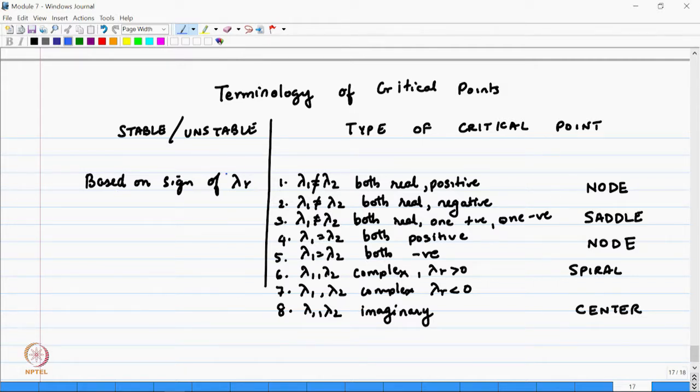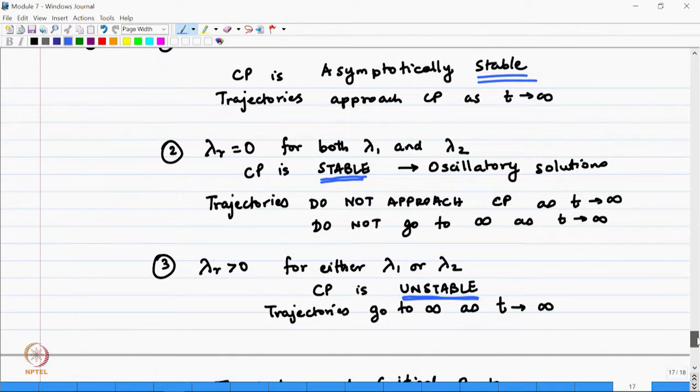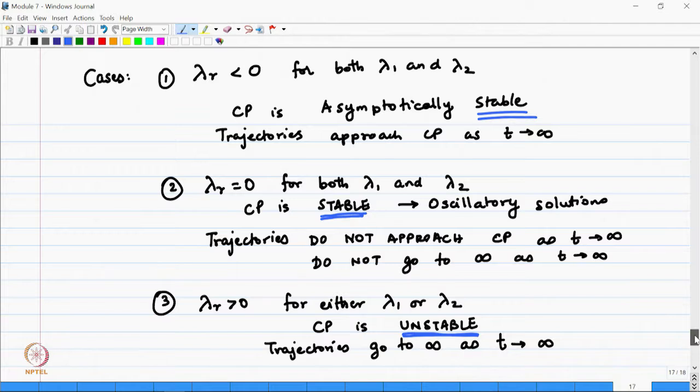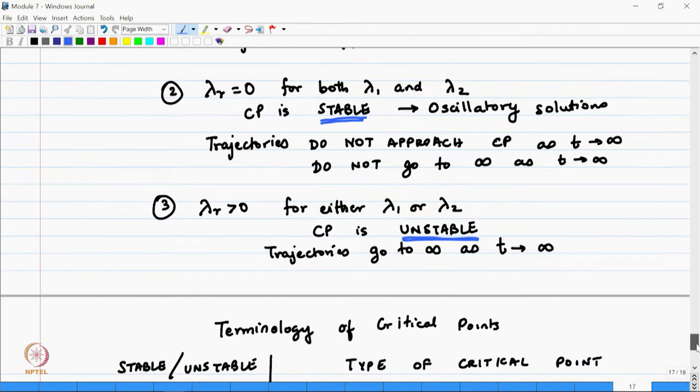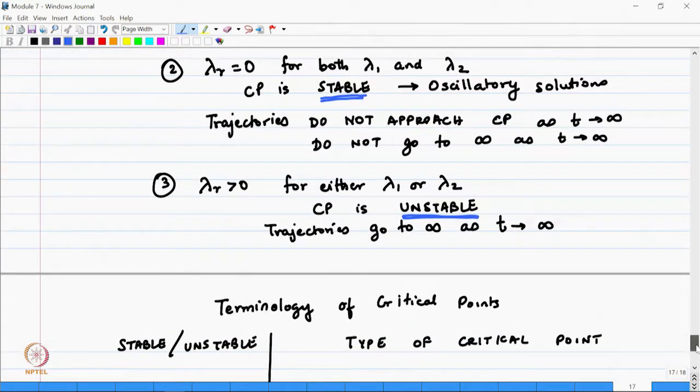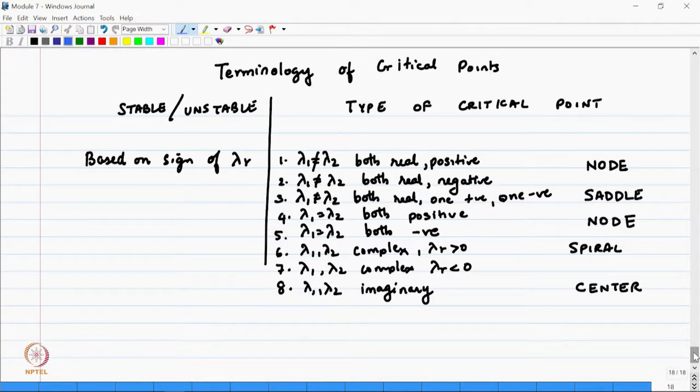This is based on the sign of the real part. So, that is just what we saw here. We saw the real part is either less than 0, then it is stable, equal to 0, then it is stable, and if it is greater than 0, then it is unstable. So, that is one part.